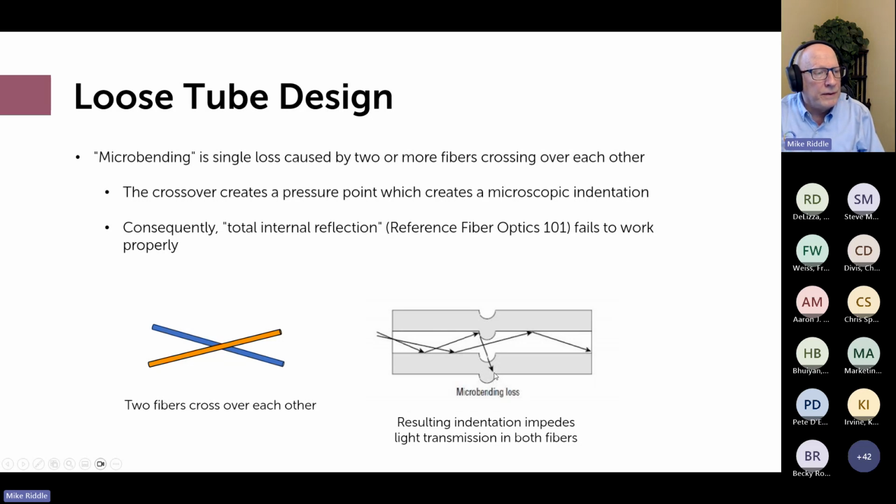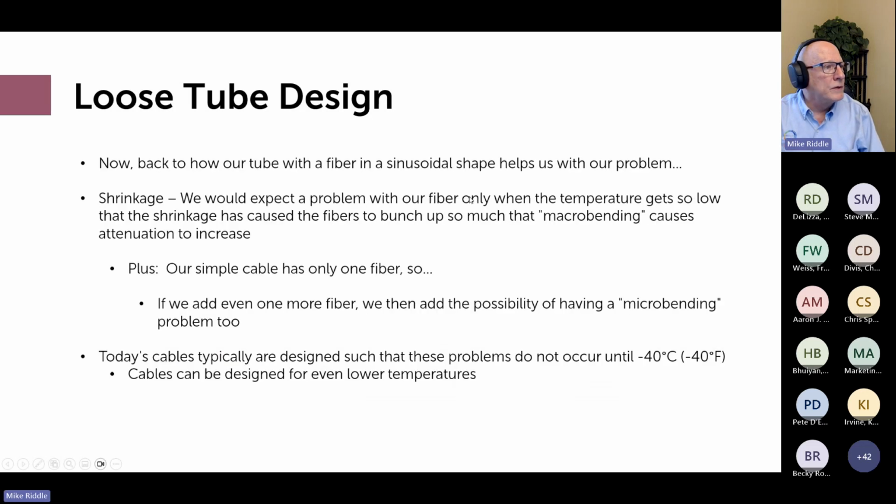It doesn't stay within the fiber. It's no longer contained within the fiber. So again, you get optical signal loss, which is an adverse effect on the performance of your fiber. So, microbends and macrobends. So now back to our tube.